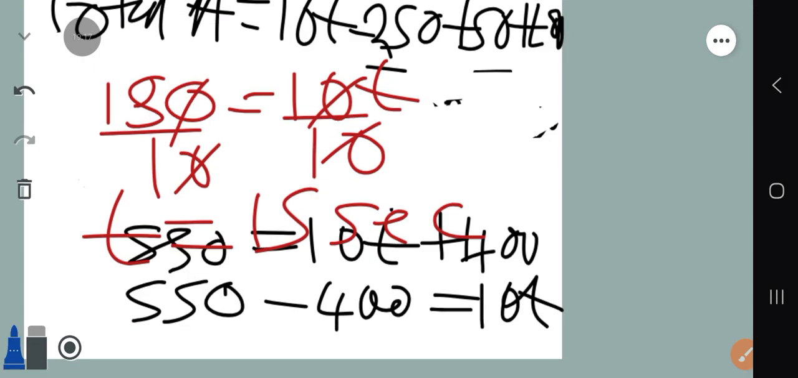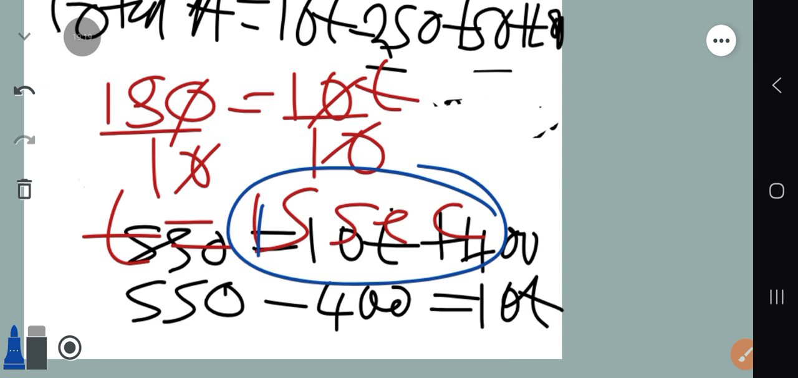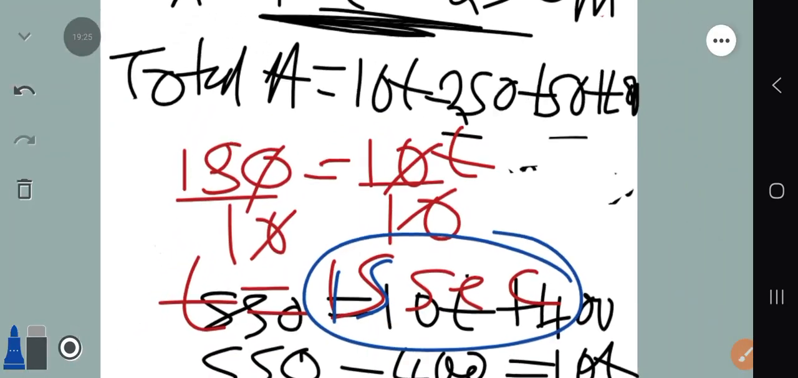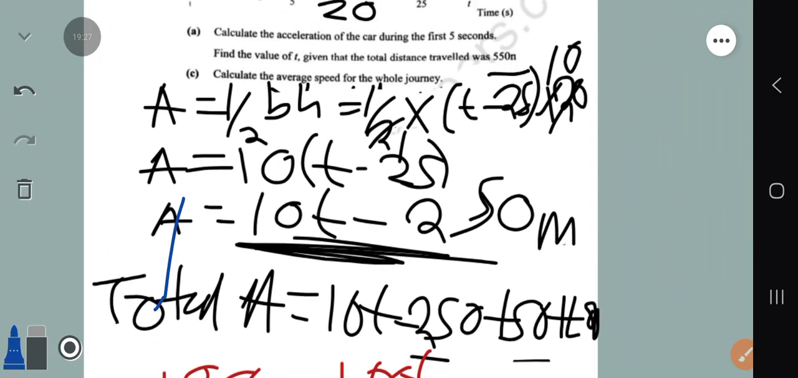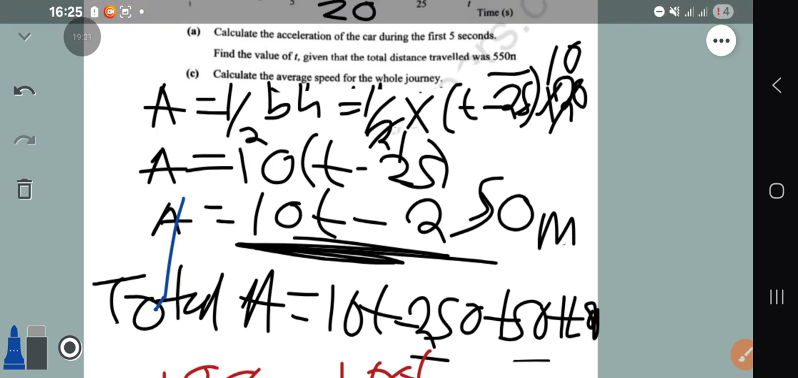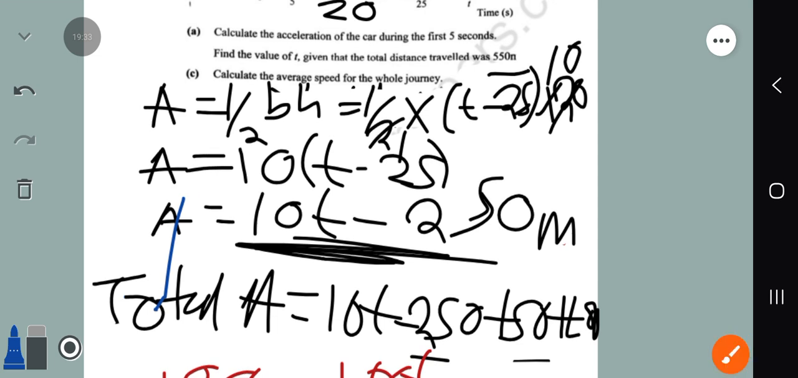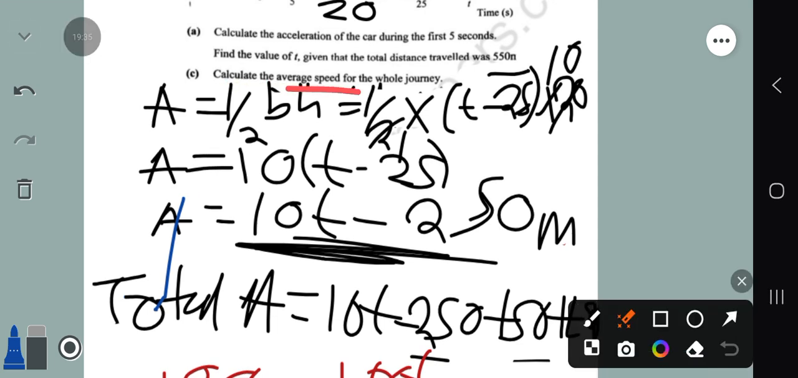Okay? And this is the answer, 15 seconds. So 15 seconds is the answer. That is the value of t. As you can see, it's very simple here. Now they are saying, last question, they are saying calculate the average speed for the whole journey.